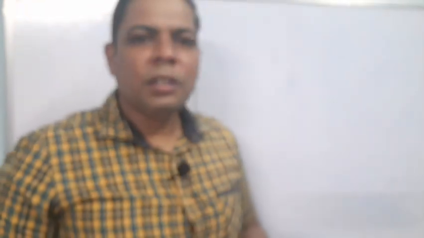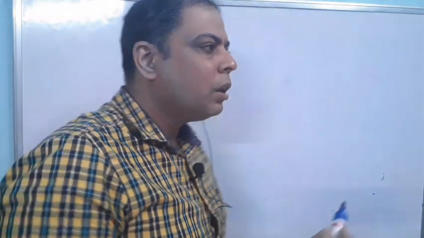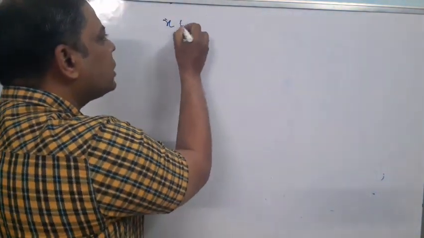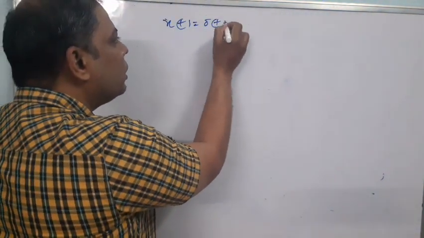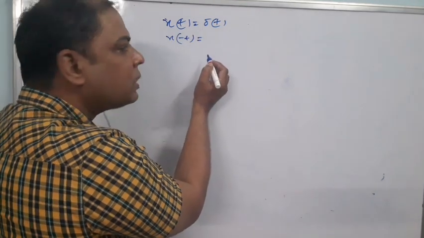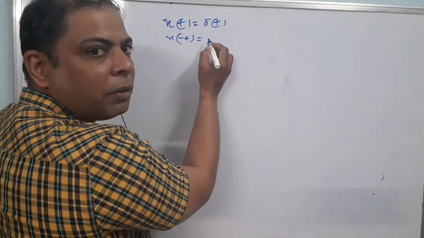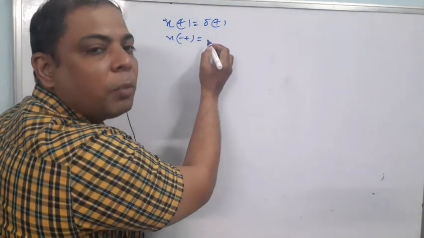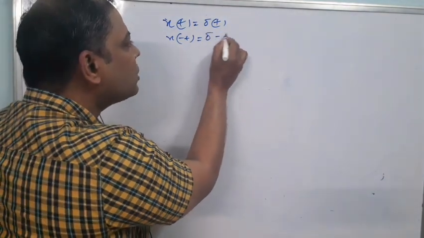Hello friends, let us now quickly revise the folded version of the basic signals. Now, suppose x(t) is equal to δ(t). Then x(-t), the time reversal version or time folded version, is δ(-t). Folded version here means with respect to time.